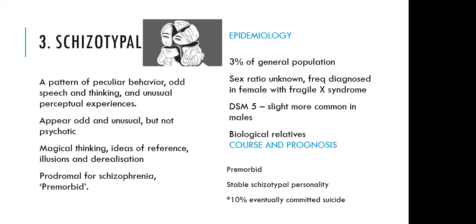They are not psychotic. They also have magical thinking, ideas of reference, illusion, and derealization. And they comprise 3% of the general population. The sex ratio is unknown, but it is frequently diagnosed in females with fragile X syndrome. But in DSM-5, it shows that it is slightly more common in males.